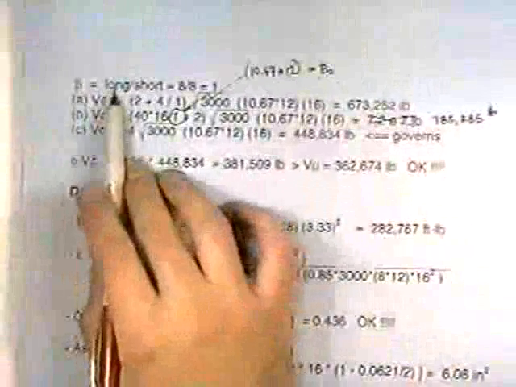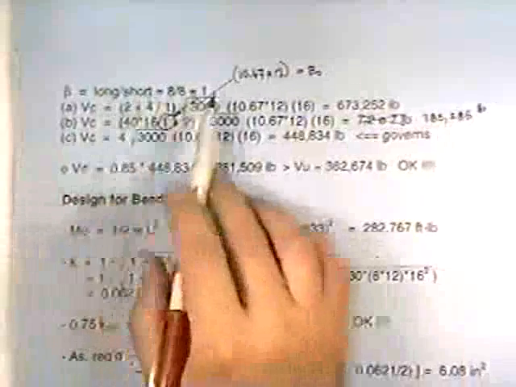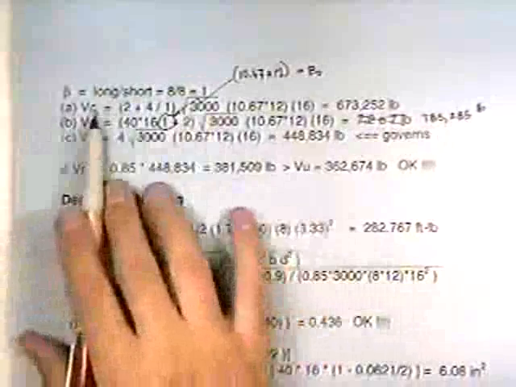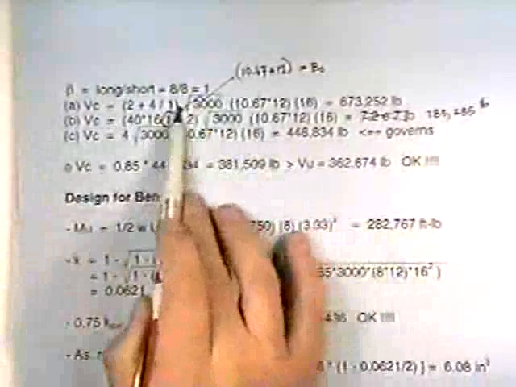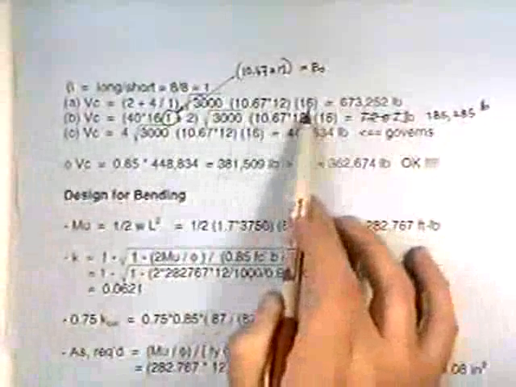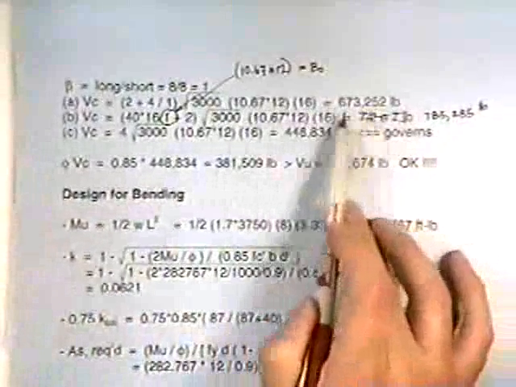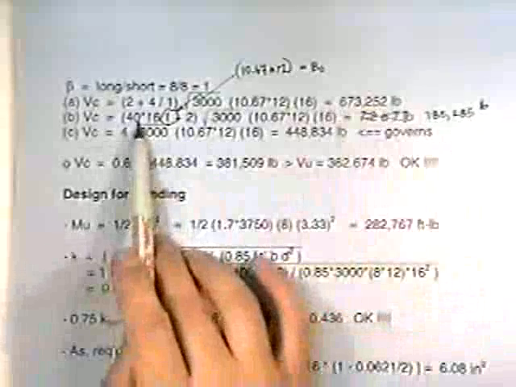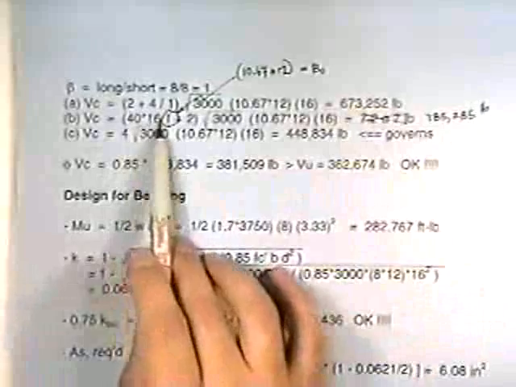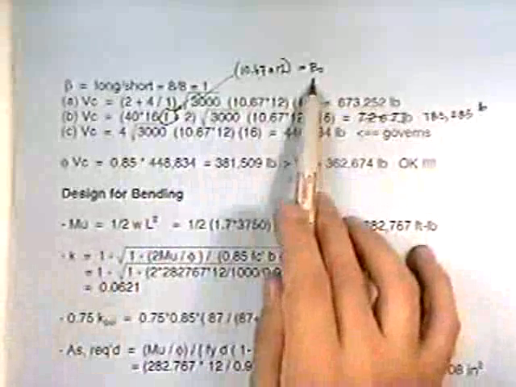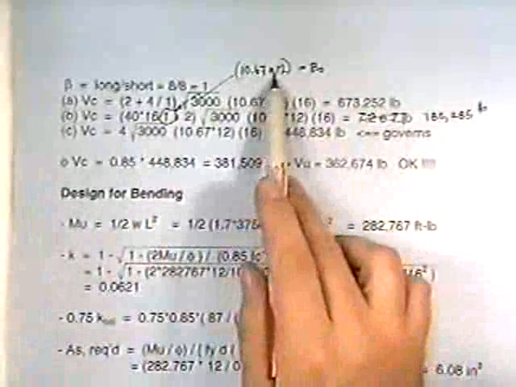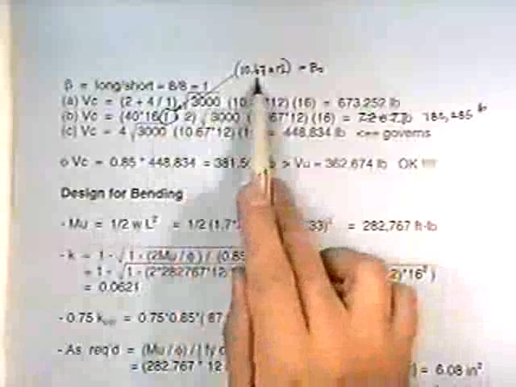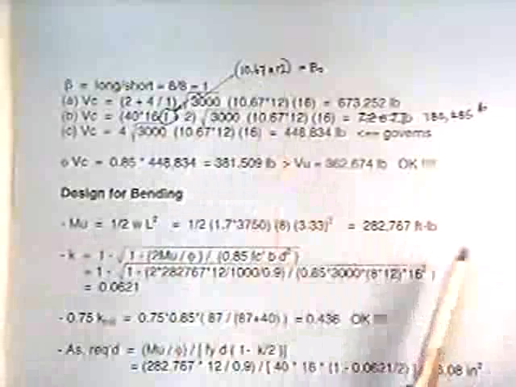Beta is the long side over the short side, and since it's a square footing, it's equal to 1. Then there are 3 criteria for the concrete. It's 2 plus 4 over beta. Beta's 1. Root f'c, b, d. So this is 673. The other one is alpha times d divided by b0. And again, this is wrong in your notes. b0 is the length of the perimeter of the crack. That's 10.67 times 12. That's what this number here should be. Instead of 1, it should be 10.67 times 12.